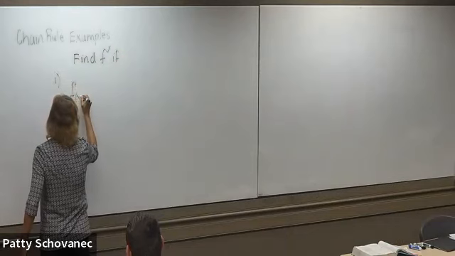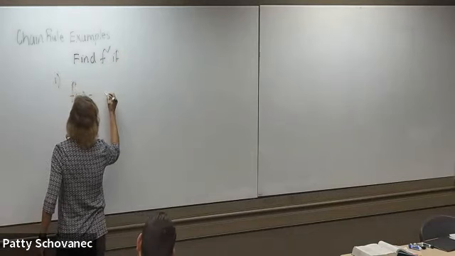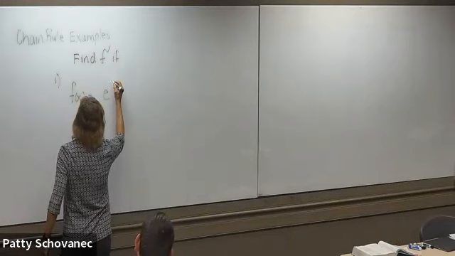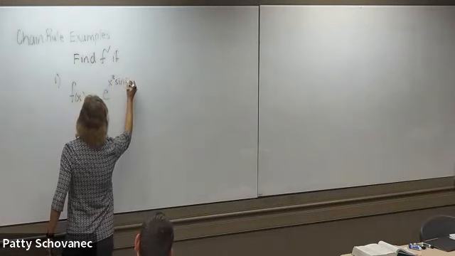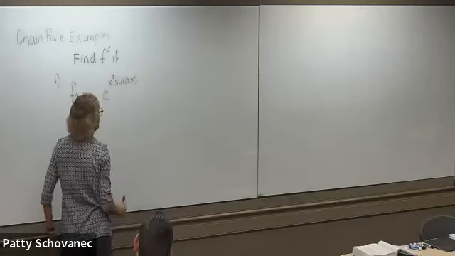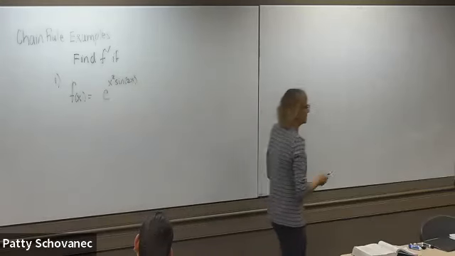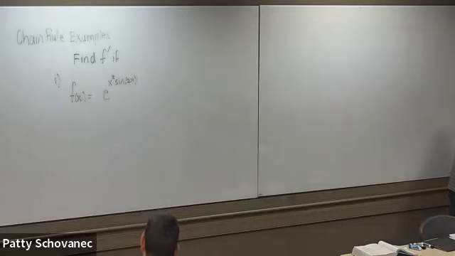F of x is equal to e to the x squared sine of 2x. All of that's up there in the exponent. X squared times sine of 2x is in the exponent.